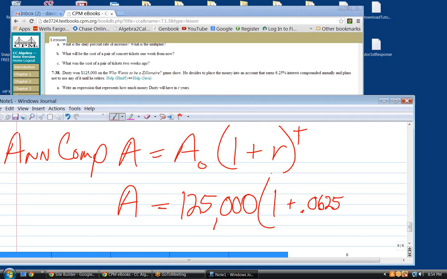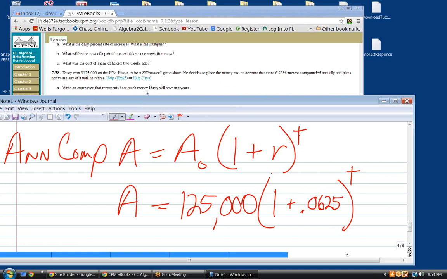To convert percent to decimal is about the easiest thing you'll ever do. You move the decimal point 2 spots. To convert decimal to percent, you move it 2 spots in the other direction. Okay? So R is 0.0625, not 6.25. And T is an unknown amount.